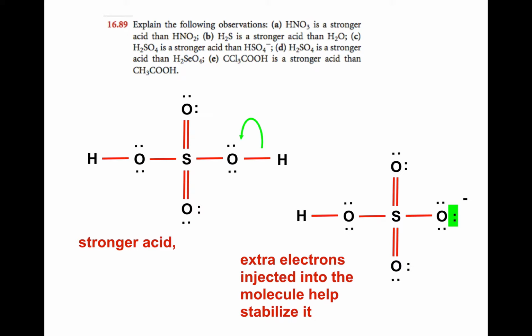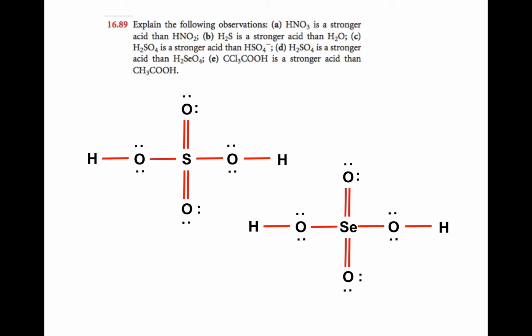Okay, so sulfuric acid is a stronger acid than selenic acid. So this isn't a question of oxidation state. Both of these atoms are oxidized the same. They have the same oxidation state. It's a question of electronegativity. Sulfur is more electronegative than selenium, so the electrons get pulled more away from the OH group, weakening the bond and making it a stronger acid.